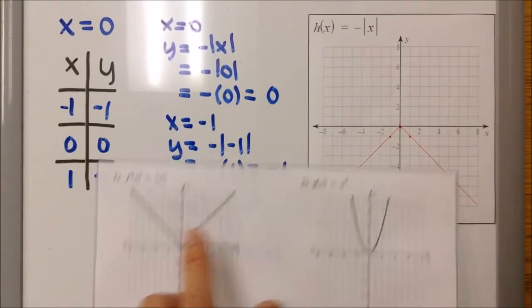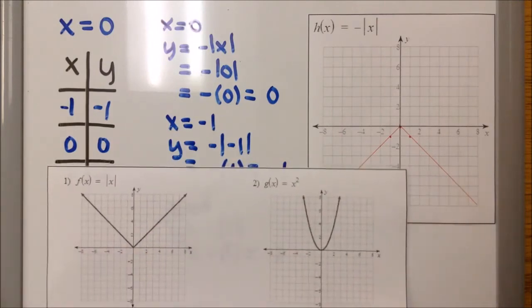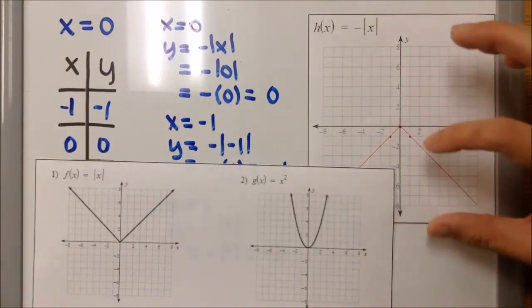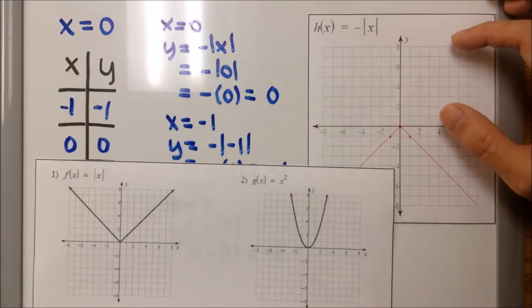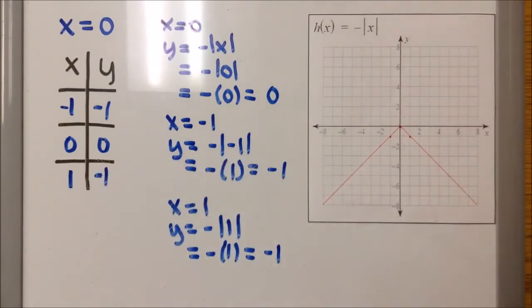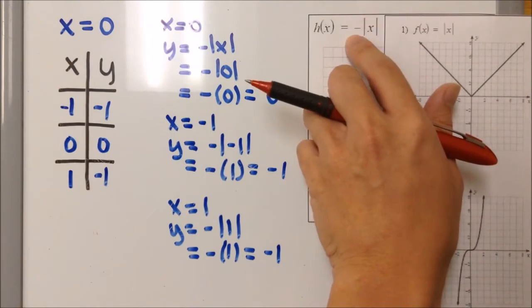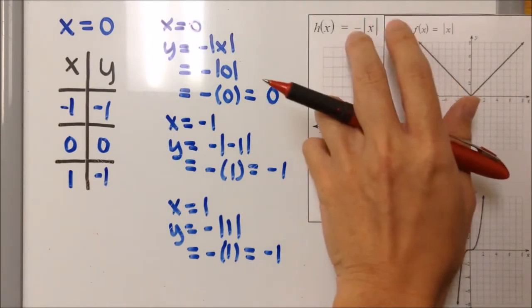Here's the original, and here's the transform graph. If we compare it, we see that it reflected over the x-axis, or flip over. So we see that the change of these two equations is that it has a negative in front of the function. Again, a negative in front of the function.